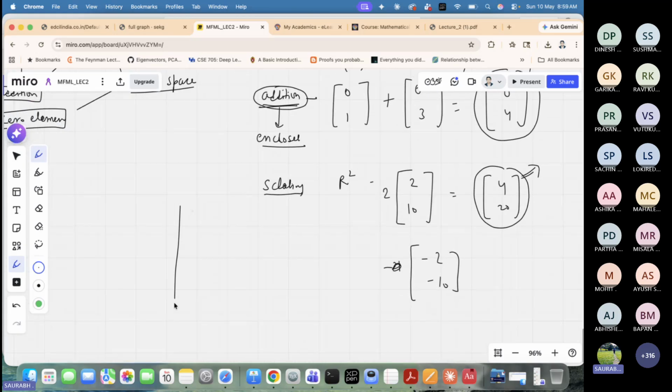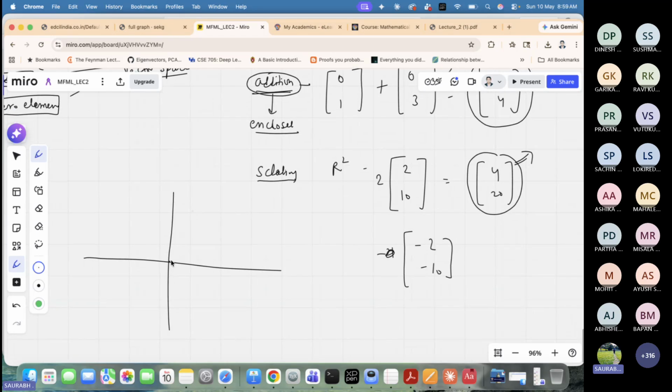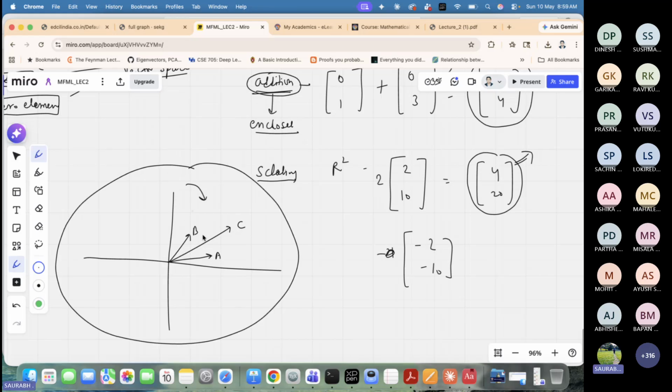But think of what is happening here. This is the visual intuition that you should be able to get. Let's say in addition, we are talking about this particular thing. This is vector A, this is vector B. Think of them as two different vectors. When we add these two vectors, we get a third vector, maybe C. Now this third vector is still a part of this entire space. Hence, addition of two vectors is a vector of the same type and stays in the same space. Hence, addition is enclosed.